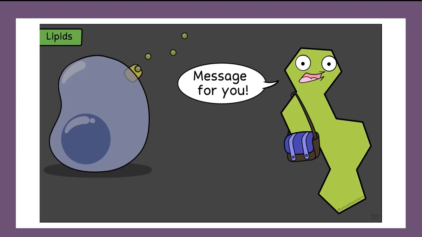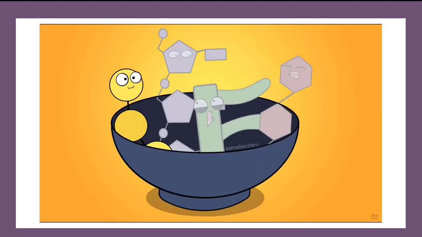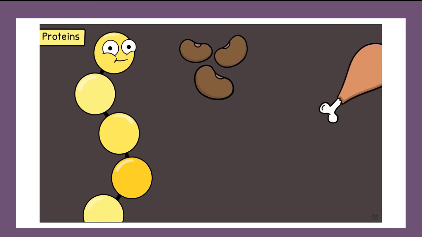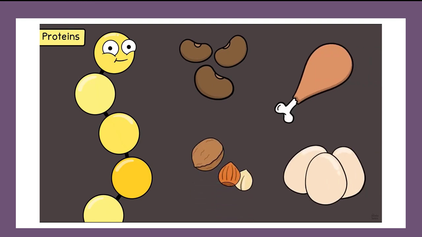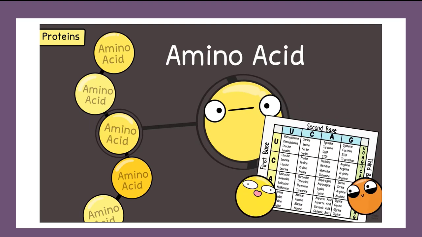Another cool function about lipids, many lipids act as hormones, which are chemical messengers for many different processes. Next up, proteins. Protein food sources include beans, meat, nuts, and eggs. The monomer of a protein is an amino acid. Usually proteins consist of many amino acids bonded together. There are different types of amino acids.